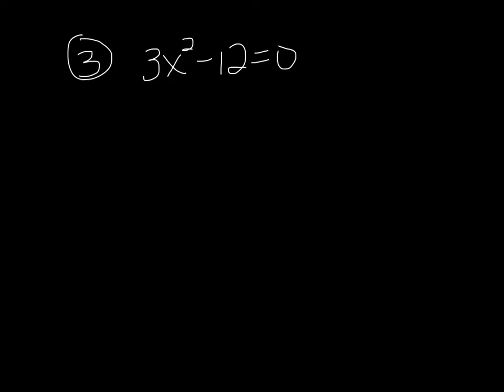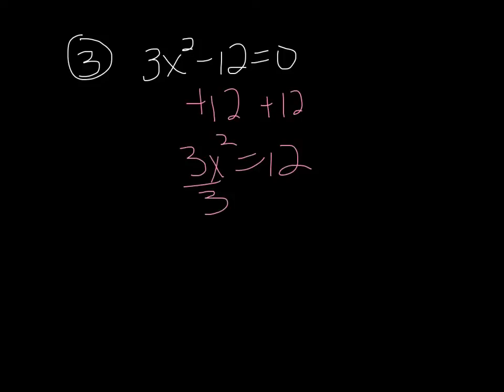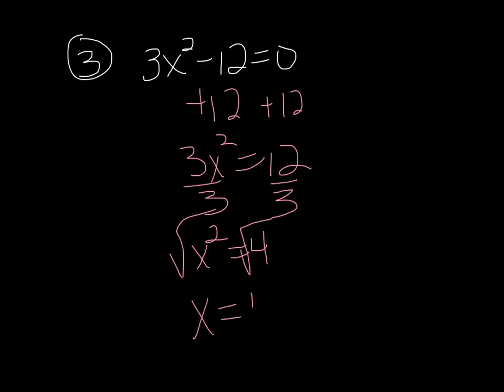All right, next one, 3x squared minus 12 equals 0. So again, we have to get the x by itself. So I need to get rid of the 3 and the minus 12. I'm going to add 12 to both sides, and we get 3x squared equals 12. Divide by 3, and we get x squared equals 4. Now the x squared is by itself, so I'm going to take the square root. So x equals plus or minus 2.